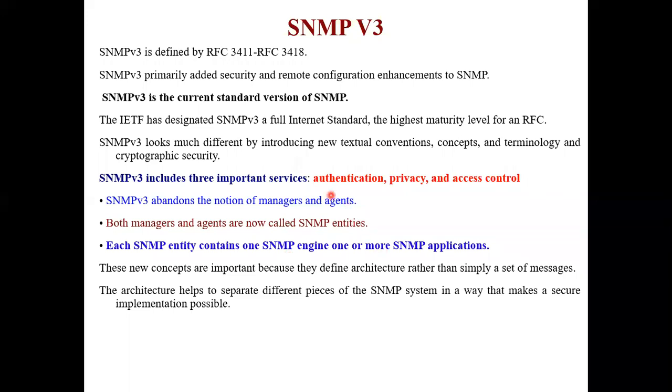Now these concepts: there is an engine, there are more applications, there is authentication, privacy, access control. All these things we have to take care of when I am drawing the architecture of SNMP version 3. That architecture will help us separate different pieces of the SNMP system in a way that makes a secure implementation possible. So at every point in SNMP version 3, we see that security is taken care of. So how is security taken care of?